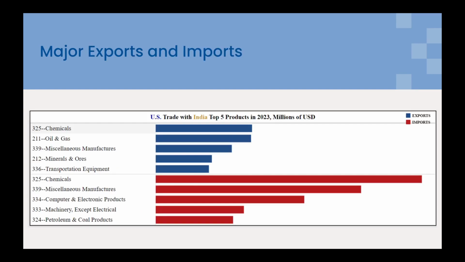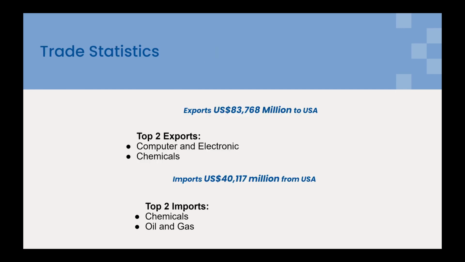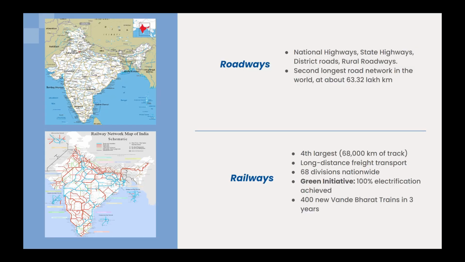These are the major trade imports and exports. Looking at the trade statistics in 2023, India exported 83.8 billion to the US, mainly in computers, electronics, and chemicals, while importing 40.1 billion, primarily chemicals, oil and gas.